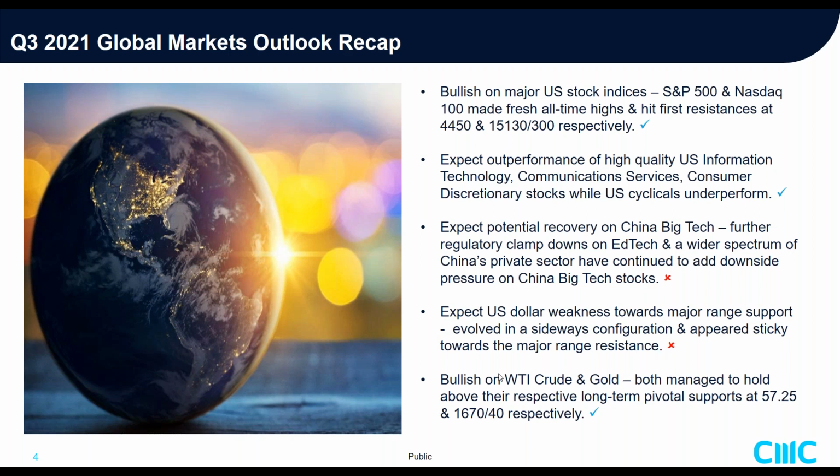Okay, then we were bullish on WTI Crude and Gold. Both managed to hold above their respective long-term pivotal supports at 57.25 and 1,670/1,640. Very interesting on Gold: those of you residing in Singapore may remember that on August the 9th, early morning Singapore time, there was a big sell-off in the early Asia session, but it held at the 1,670 level. Thereafter it did a recovery from there. So later I'll highlight the gold chart for you all again.